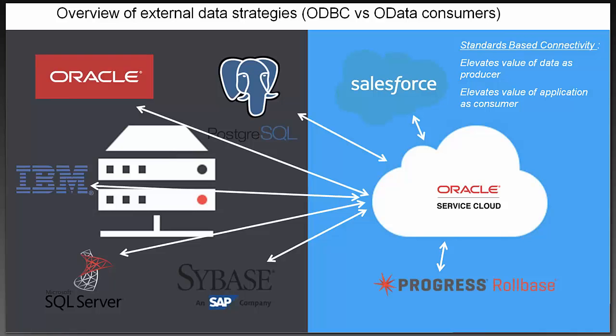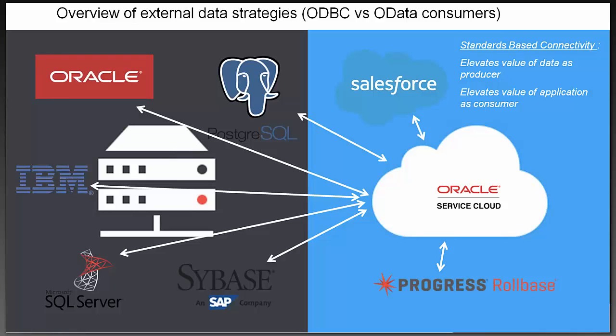So when we look at standards-based connectivity, having this external data strategy really elevates the value of your data if you're producing OData, because then it goes out into the stacks. Let's say it gets into Oracle financials or IBM reporting. All of a sudden, your data is elevated in the enterprise. And then when you're consuming it, obviously it elevates the value of your application as a consumer because you become that front end to all these different systems. And this arrow shows where the Oracle Service Cloud agents might be interfacing with any of these systems, and OData provides that interoperable external data standard.